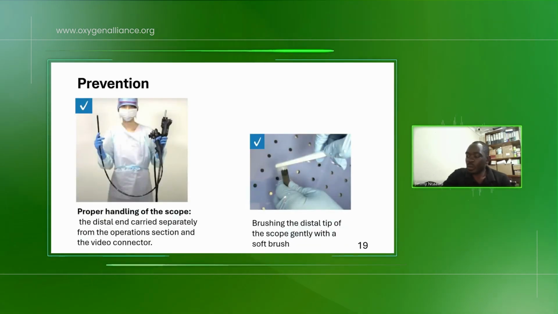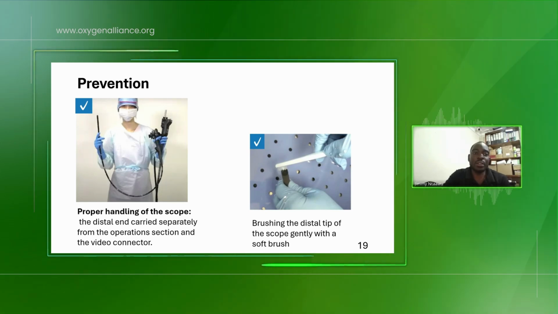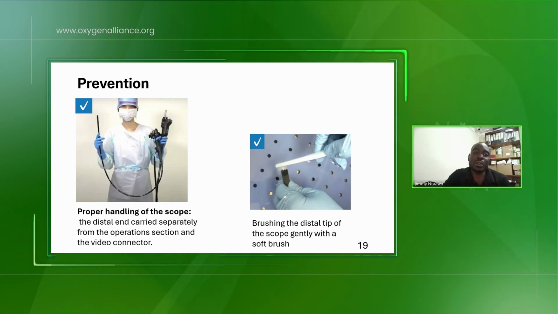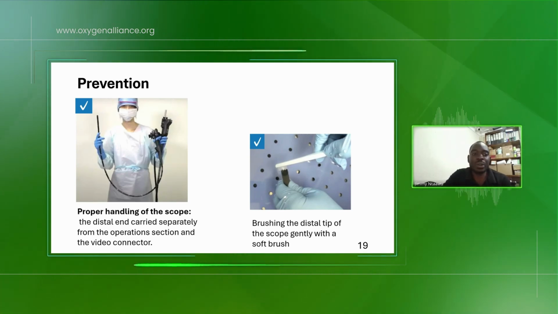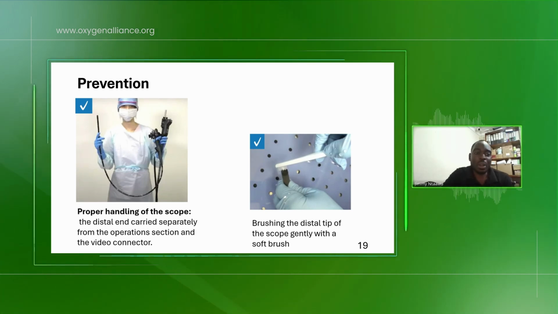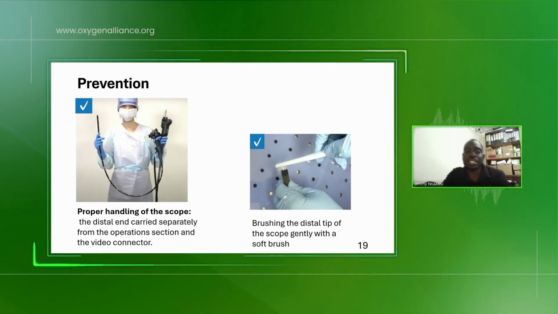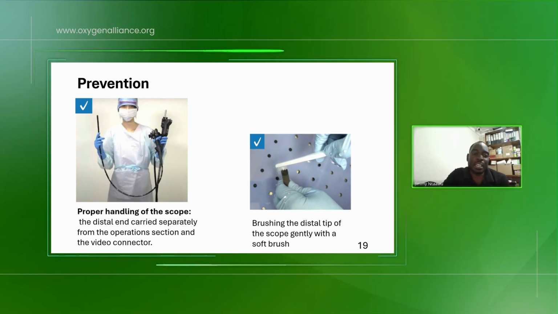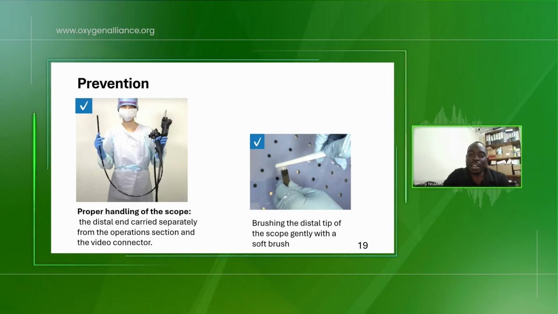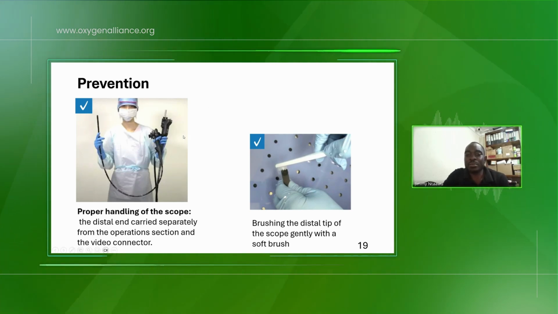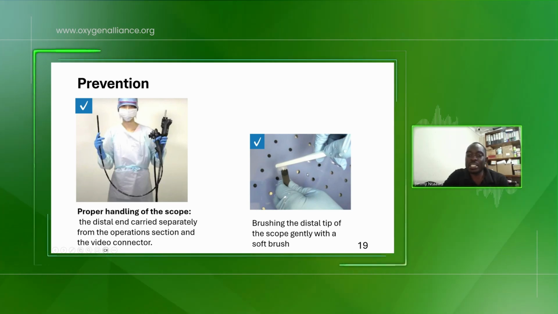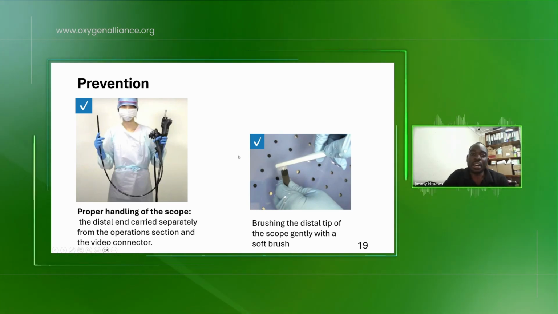This is the right way we handle the scope. We handle the operation section, the control, and the video connector on one side. Then we handle the scope tip alone in the other hand. This way we are saving the camera, and also keeping it away from anything that might scratch it. Another way we can prevent scratches on the camera lens is to use a soft brush, usually still new, and one that doesn't have bristles coming off.